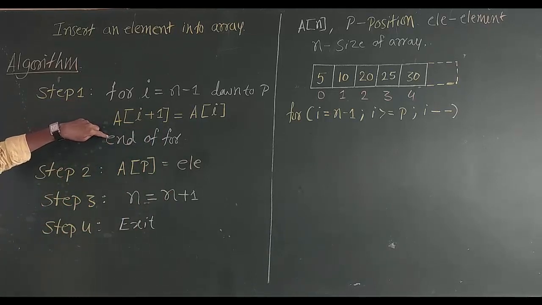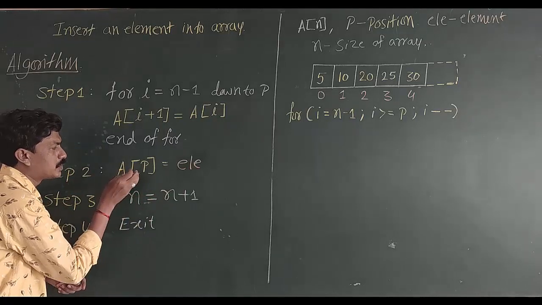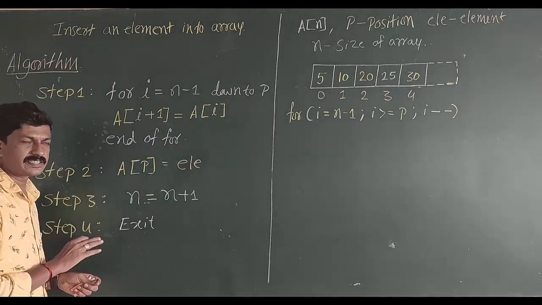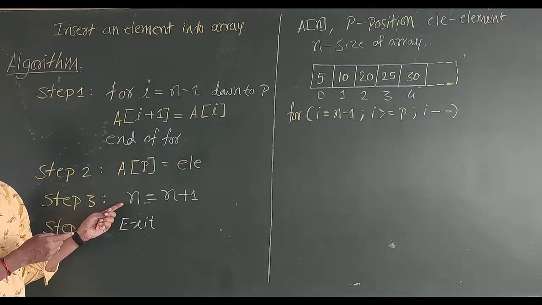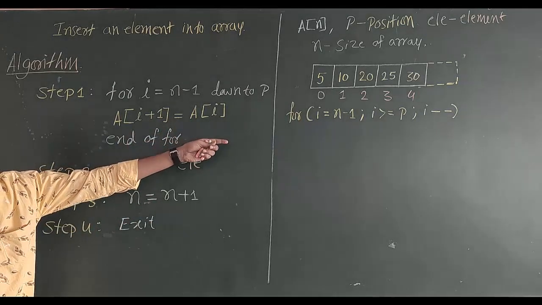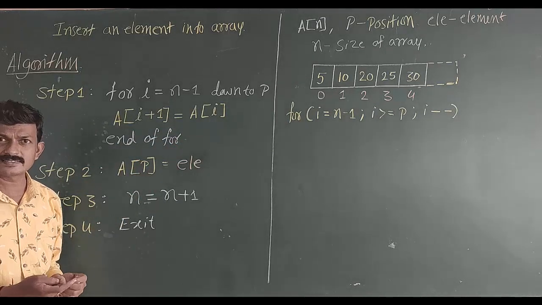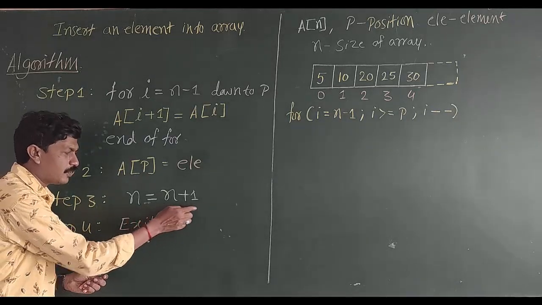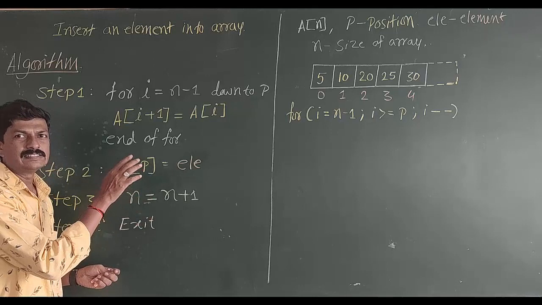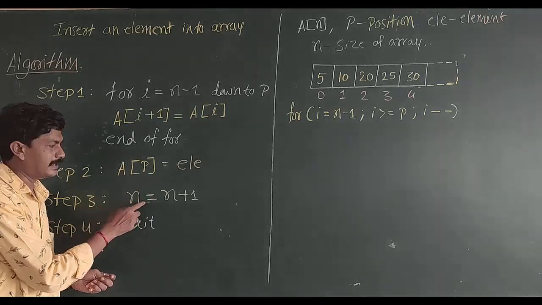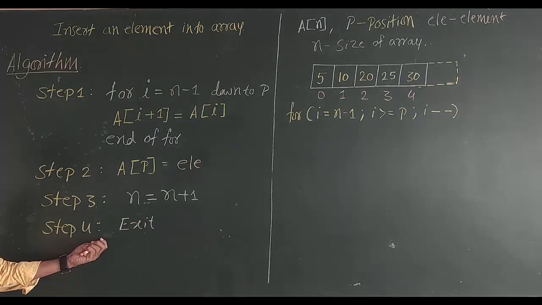That is the end of the for loop. Once we reach the particular position, I assign a particular value to that position, which means inserting. After that, I need to increase the size, because initially we had a certain number of elements. After inserting an element into the array, we have to increase the size of the array by 1. For that we require n equal to n plus 1, which increases the size of the array. Lastly, exit, which comes out of the loop.